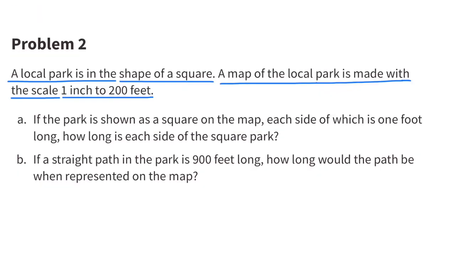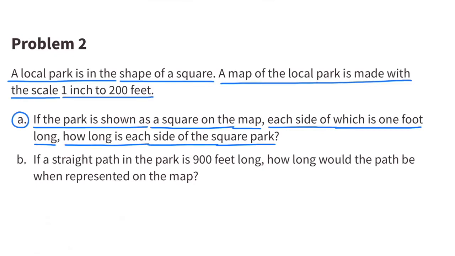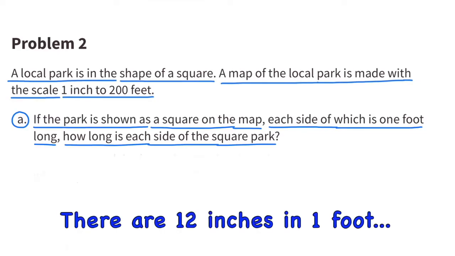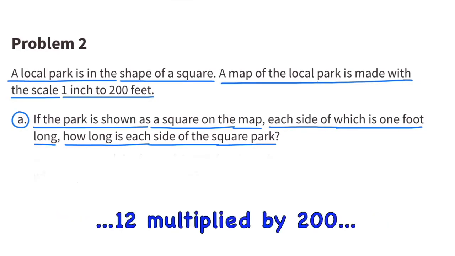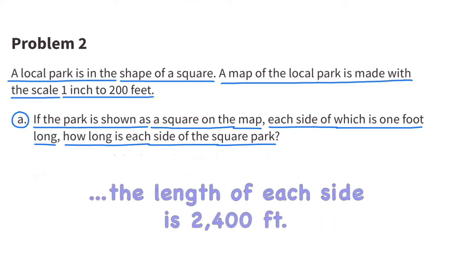Number 2. A local park is in the shape of a square. A map of the local park is made with the scale 1 inch to 200 feet. A. If the park is shown as a square on the map, each side of which is 1 foot long, how long is each side of the square park? We know that there are 12 inches in 1 foot, and 12 multiplied by 200 equals 2400. So the length of each side of the park is 2,400 feet.